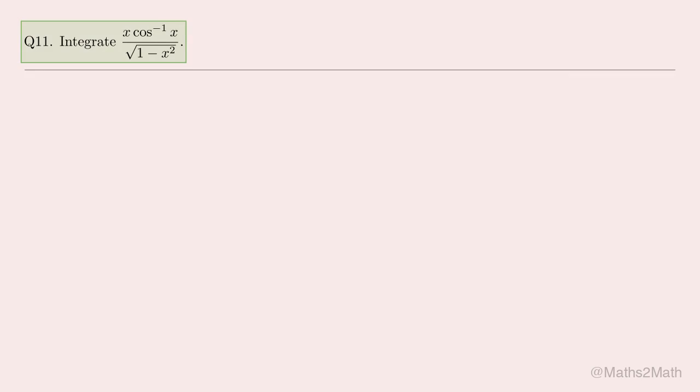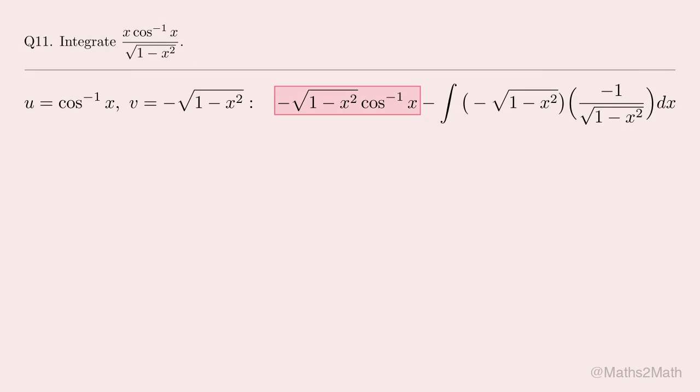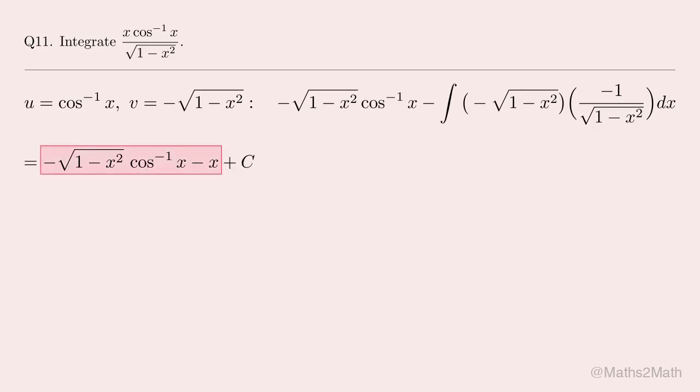Question 11. The root in the denominator suggests v directly. X over the root integrates to minus the root. Parts with inverse cosine first and x over root as the second function. The leftover is just minus the integral of 1.